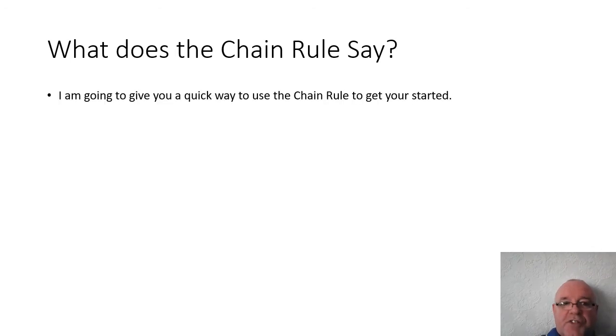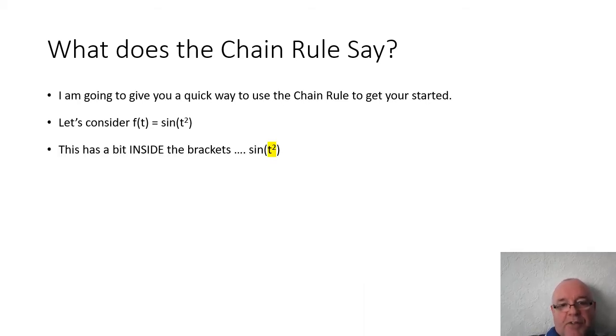So what does the chain rule say? I'm going to give you a really quick look at this. It's not really the way that the book does it at first, but it'll give you a great way to do it. So let's consider f(t) as sine t squared. That's an inner function, something inside the bracket, which is t squared, combined with an outer function, something outside the bracket, which is the sine section.